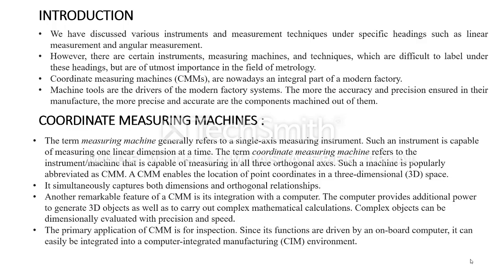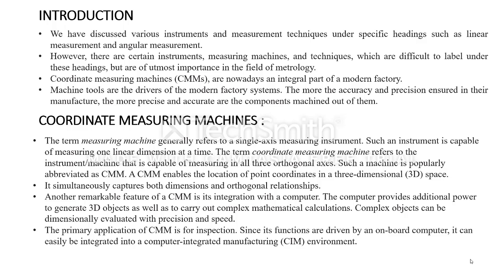So generally we have discussed micrometer, vernier caliper, stylus measurements and different types of instruments used for linear and angular measurements, but still there are important machines which don't come under linear or angular measurements. So we have to give a separate name for them.